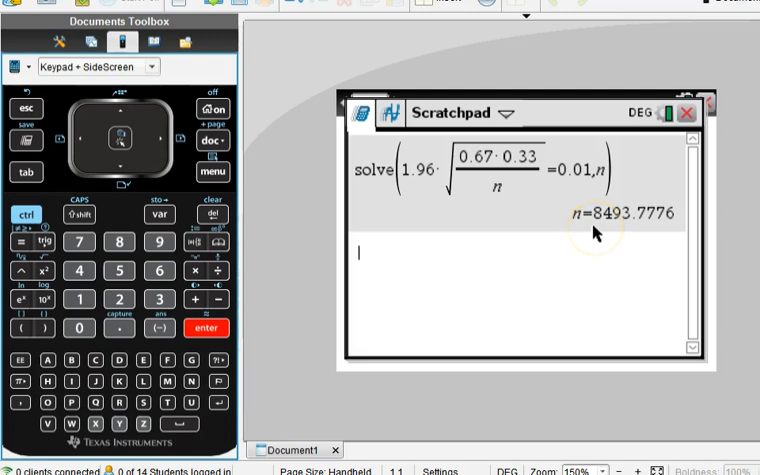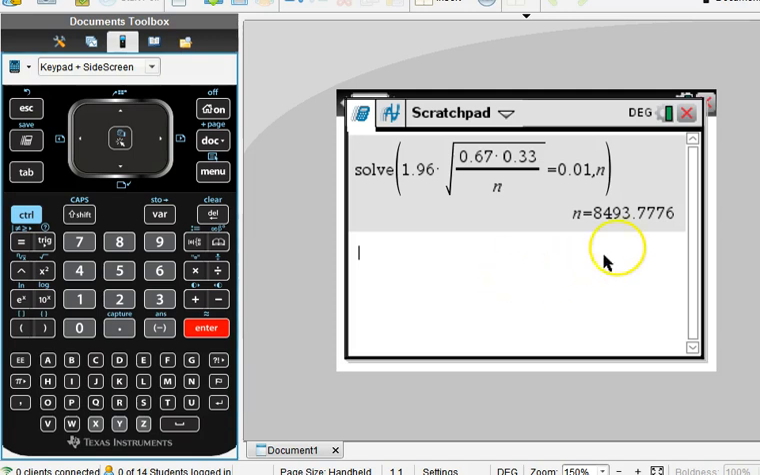Notice that this is about 4 times bigger than what the population was before. And that makes sense because if this is 4 times bigger and I take the square root of it, then the denominator is twice as big, which, since this is a denominator, would make the margin of error about half as big. So notice this number is 8493.77.